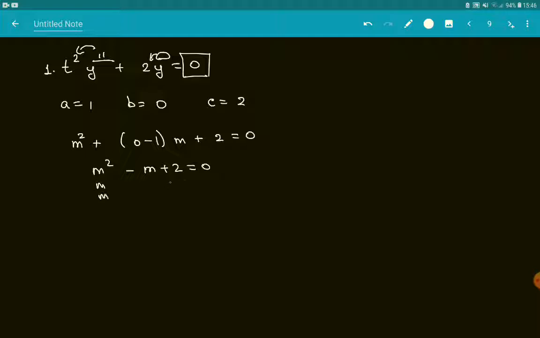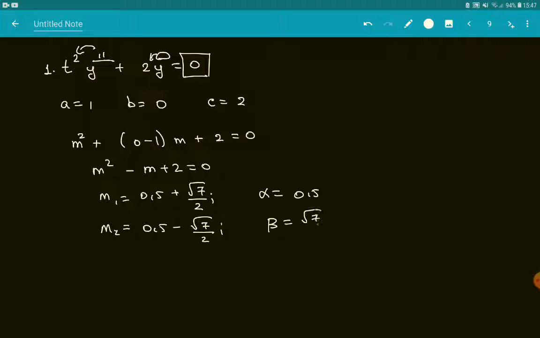Let's find its roots to be sure. Okay, so the roots are m1 equal to 0.5 plus square root of 7 over 2 i, and m2 equal to 0.5 minus square root of 7 over 2 i. So by looking at here again, we can find alpha, which is 0.5, and beta, which is square root of 7 over 2.